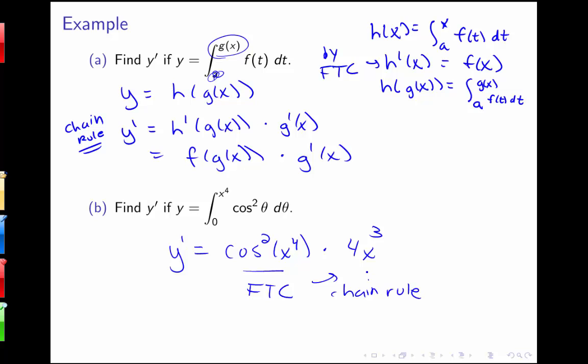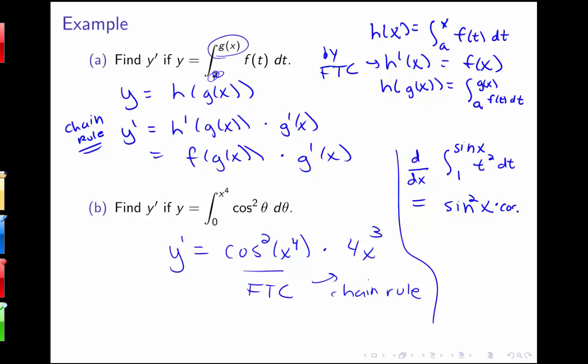Just to take one more example for practice, let's say that I wanted to take the derivative of the integral from 1 to sine x of t squared dt. The derivative of this would be sine squared x, so sine of x squared, times cosine x. Okay, so these are a lot of the really important concepts of the first fundamental theorem of calculus.